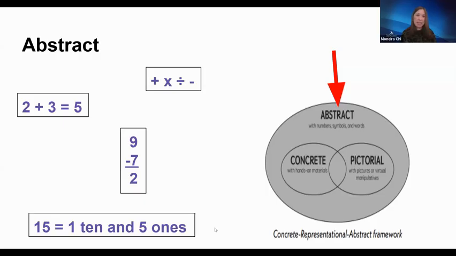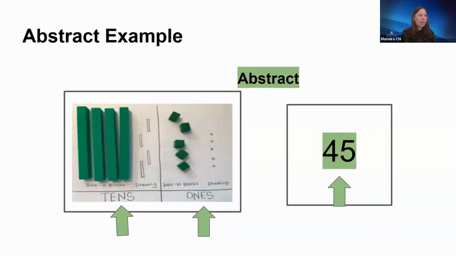Once children have an understanding of the concrete and the representational, they're able to move on to that more abstract level. So here is our last example of what an abstract representation could look like, using words or using numerals to represent the number. So overall, CRA methods provide an opportunity for increased interaction with content and increased frequency of response for all children.